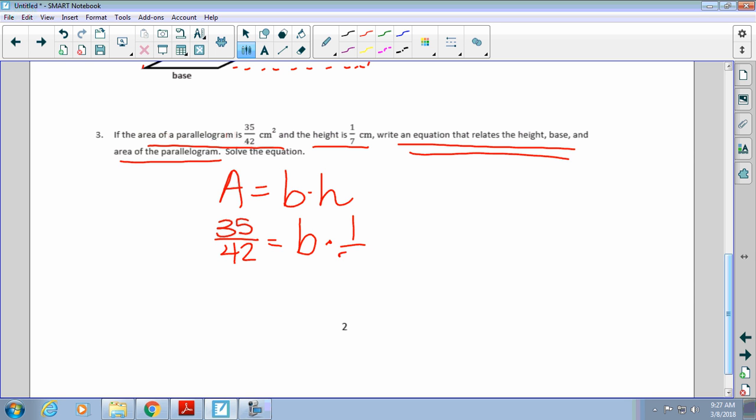So, some of the kids have struggled when it comes to solving equations with fractions. So, let's think about this. We have 35 over 42 equals B times 1/7. So we have a multiplication equation here, right? So we want to get the variable by itself by doing what operation? What's the opposite of multiplication? Division, yes. So we're going to divide by what? By what? Anyone? Euler, yes?